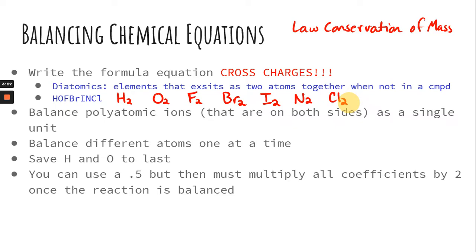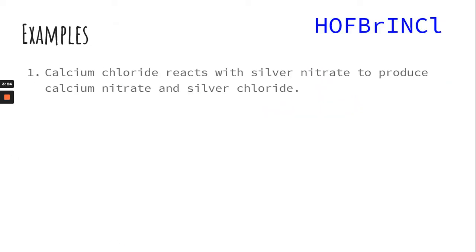So let's look at an example. Here we have a word equation. Calcium chloride reacts with silver nitrate to produce calcium nitrate and silver chloride. Let's pick out some key words here. To produce would be my arrow or my yield sign, showing that I'm going from the reactants to the products. Anything that comes before that arrow is a reactant, anything that comes after that would be a product. Reacts with would be a plus sign, and "and" would be a plus sign.